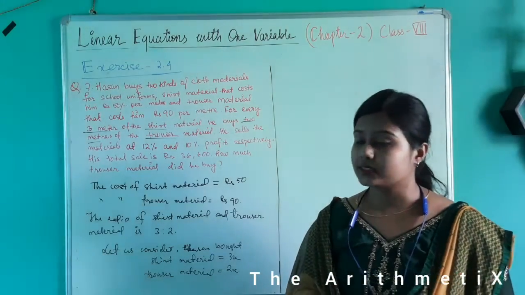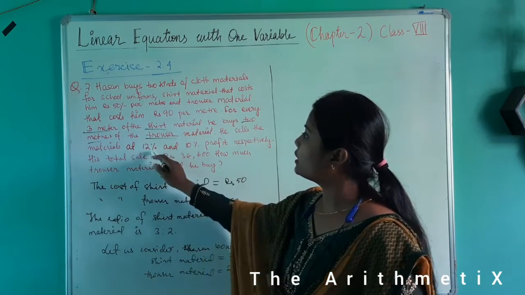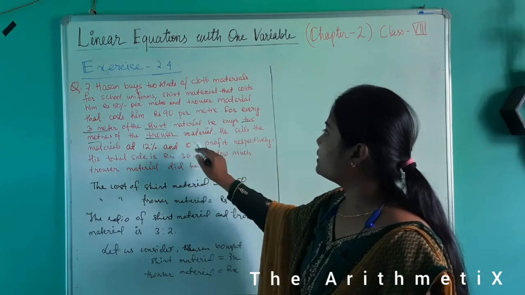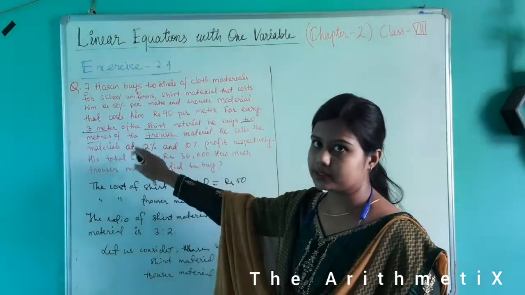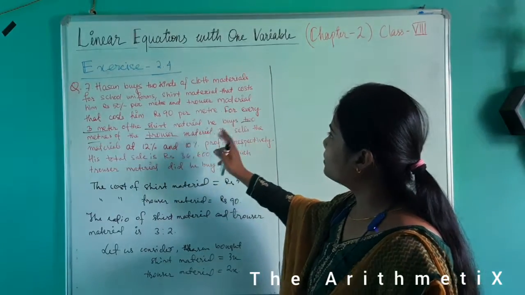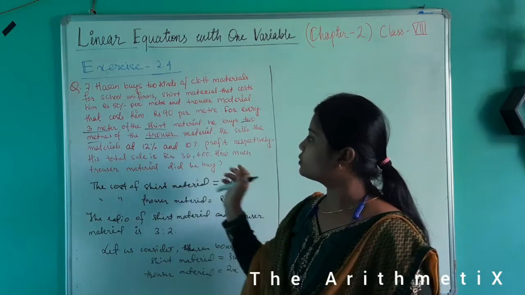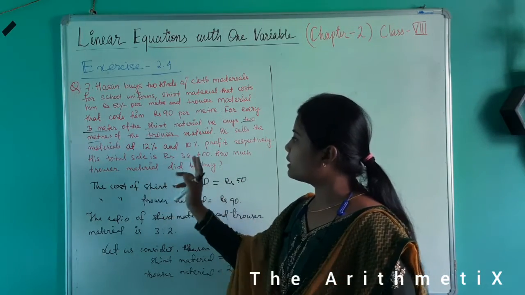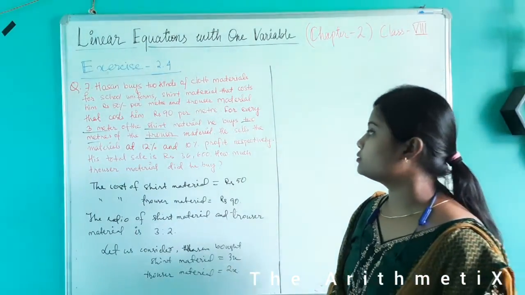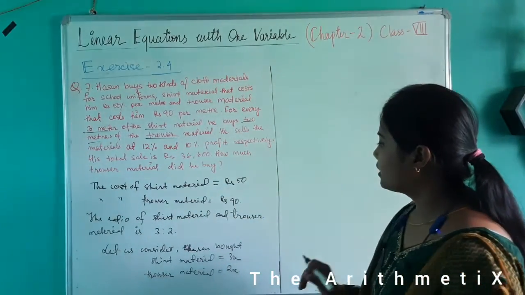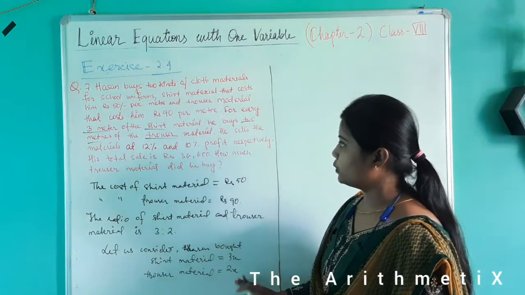Then another condition is given. He sells the materials at 12% and 10% profit respectively. Means for shirt he is getting 12% profit and for trouser he is getting 10% profit. And his total sale is given. How much trouser material did he buy? We need to find how much trouser material he bought. So we consider shirt material to be 3x and trouser material to be 2x.